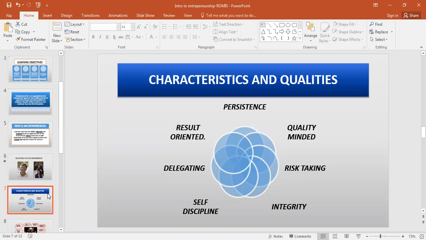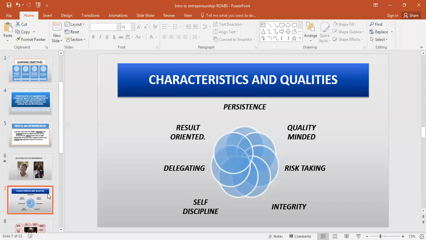Then they are quality-minded. Quality is key. You don't joke with quality. If you must build a successful business, then you must pay attention to quality. Quality in terms of service, quality in terms of product. Sell quality. A lot of customers prefer to patronize an organization that offers quality service or produces quality products compared to lower, cheaper prices. So if you are quality-minded, you are going to go far as an entrepreneur.